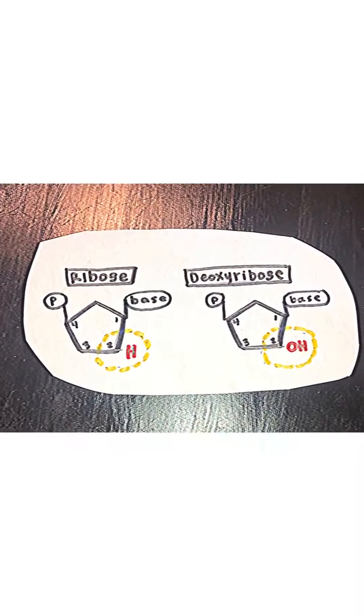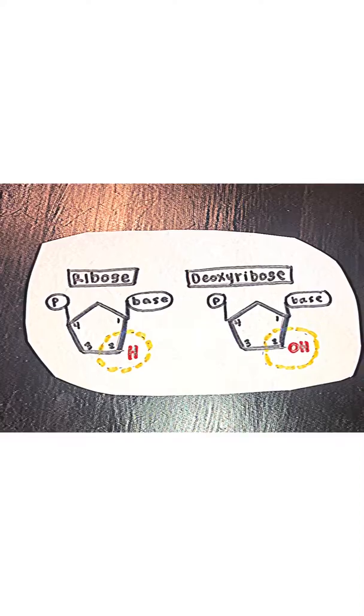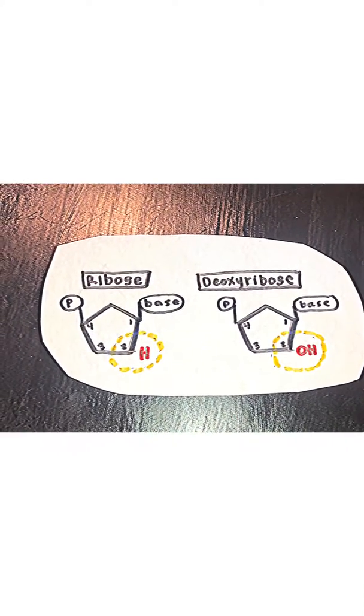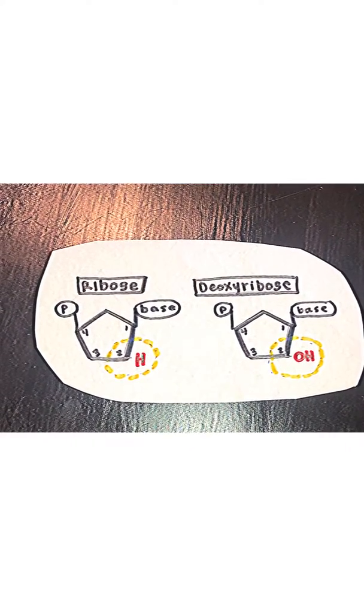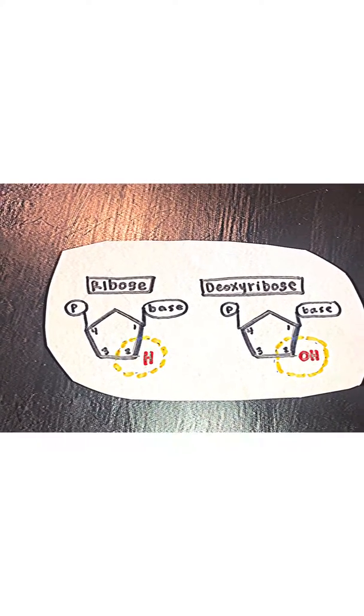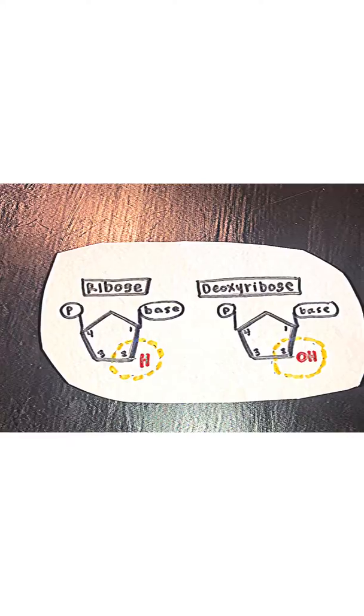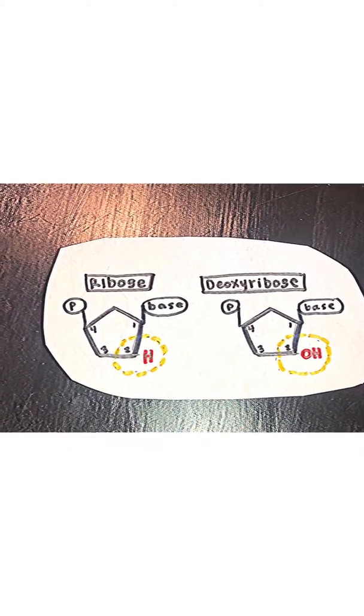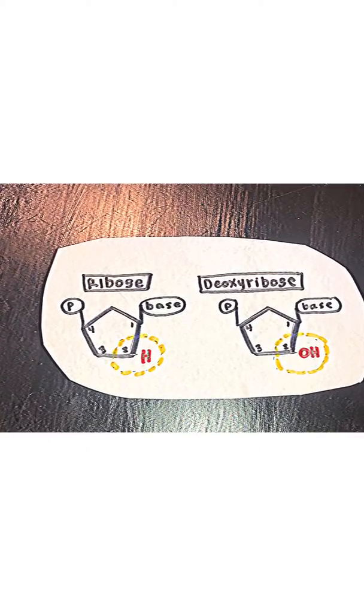The difference between ribose and deoxyribose is highlighted here. As you can see, the only difference is in the second carbon group, where there is an OH in ribose and deoxyribose has an H. This difference makes it possible for the enzymes involved to distinguish between the 2 sugar molecules. Otherwise, they are the same.